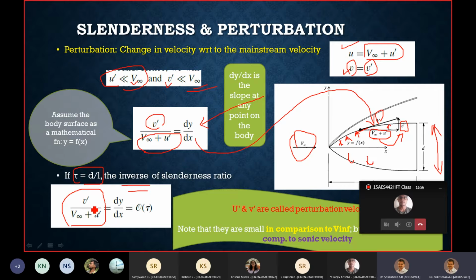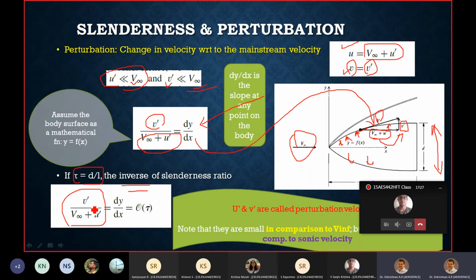Now, what is dy by dx? The parameter itself, by the definition of it, is a change in y divided by a change in x, which means that it is going to be of the order of the parameter that we have defined already. It's going to be of the order of D by L. D is the change in y, or rather the dimension along y, and L the dimension along x.